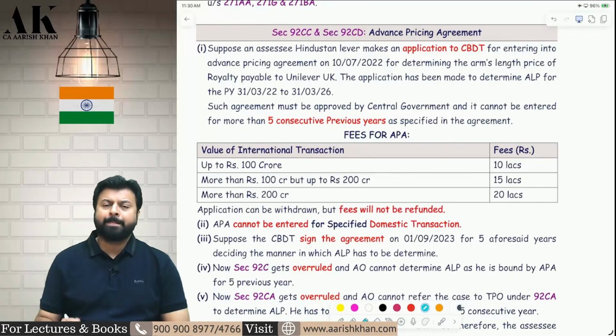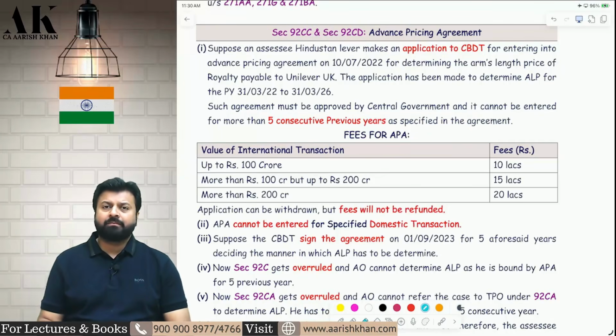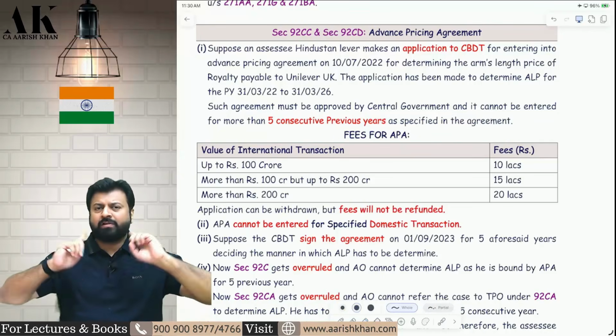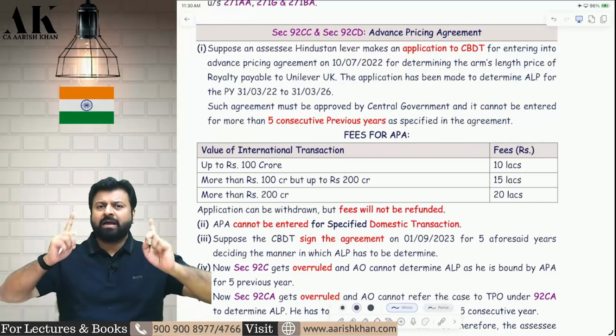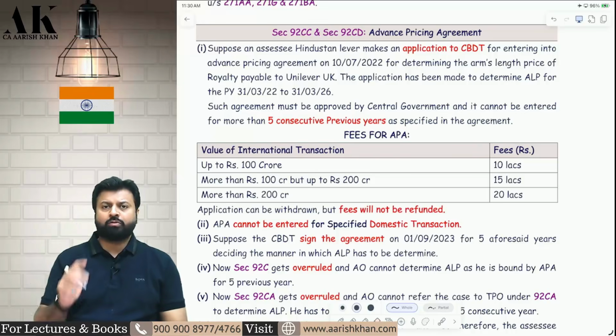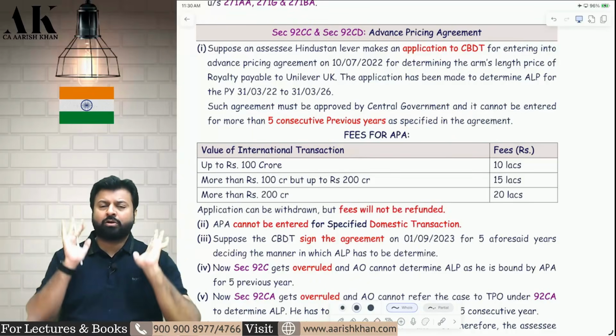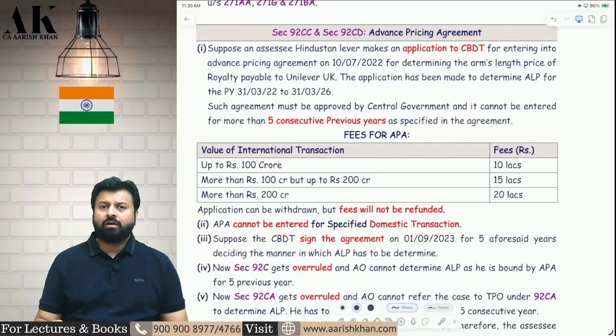Even I cannot appeal. So I have to make an application to CBDT with prescribed fees. Payment is there. Let us see all of them one by one now. So I will make an application to CBDT and say, sir, I am doing this transaction, please tell me the arm's length price. CBDT will either tell you the arm's length price or they will tell you the manner. They will directly tell you the arm's length price, that this much is the arm's length price, 100 crore. Or they will tell you the manner in which the arm's length price has to be computed. Either of the two things they will say.